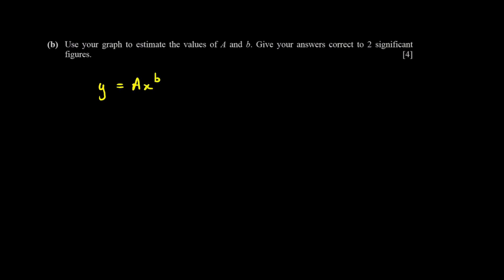Now, if we log both sides, we get ln y is equal to ln ax to the power of b. Then we can use the logarithm rules to split apart the right-hand side. We can write that as ln a plus ln x to the power of b, like that.